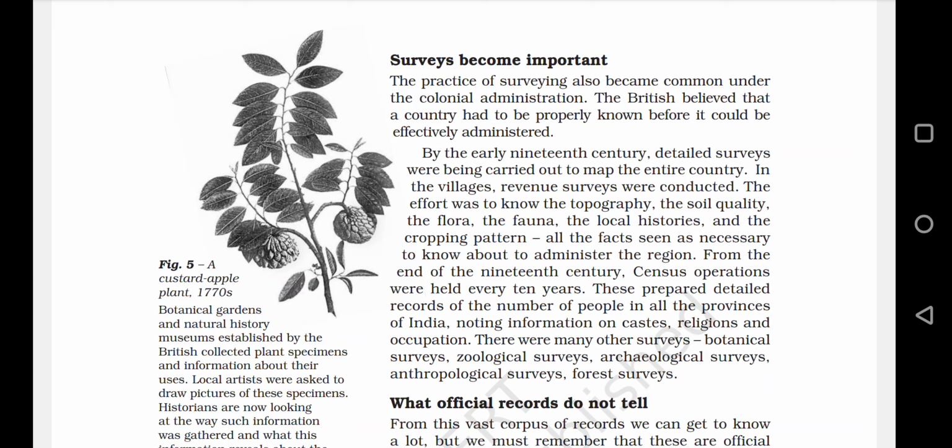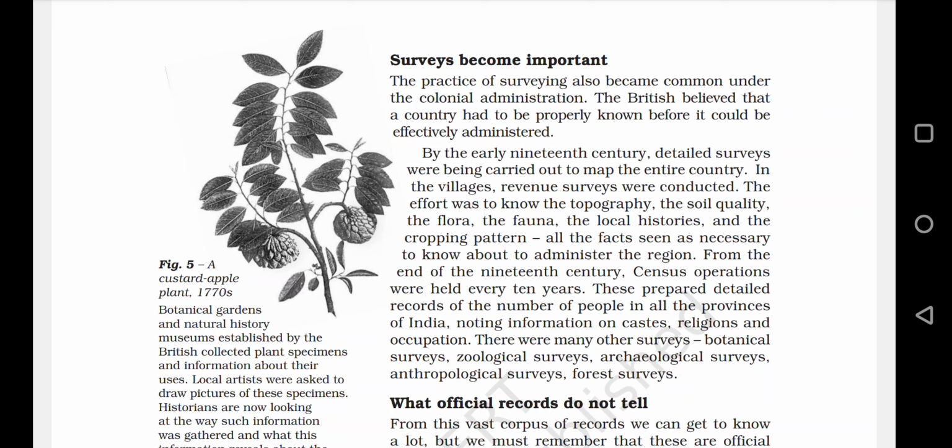So that is a kind of survey, and in that survey there were many surveys conducted by the Britishers, which was a good thing, but they were doing it for their own sake. They were trying to know the land of our country, the species, the diversity, everything. Then we are talking about the main thing, which was census.